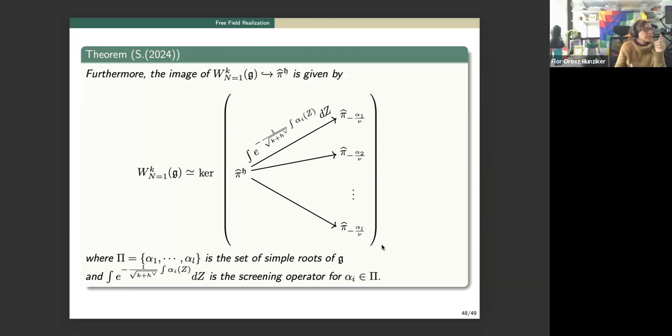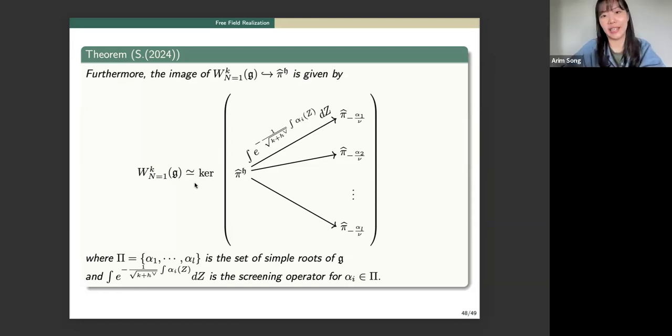So the W-algebra is the intersection of all those kernels? Yeah, for each alpha_i. Okay, gotcha, intersection, yeah. Sorry, I should have written that down.